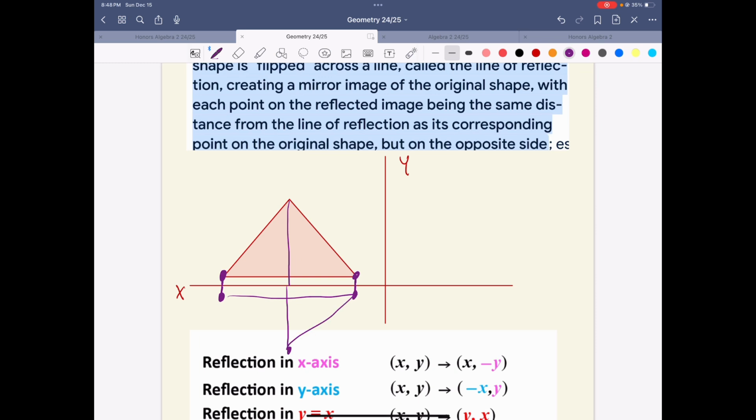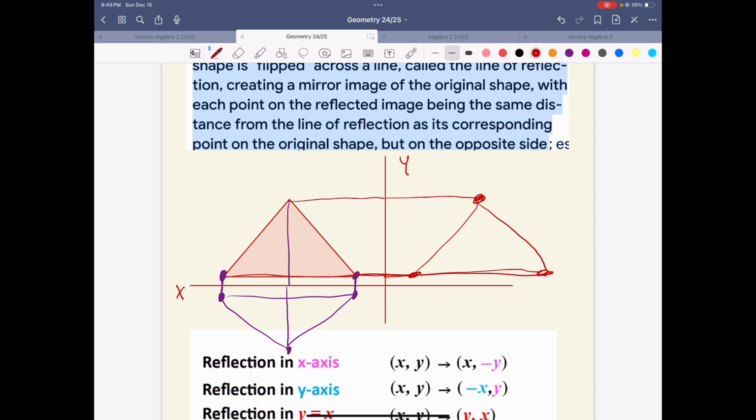So here's what our reflected image is going to look like over the x-axis. If we're going to do it over the y-axis, then we're going to go this far, and then we're going to go this far, and it's right there. We're going to go this far, and then this far, and it's right there. And then we go this far, and then this far, and it's right there. So there's the reflected image of that across the y-axis.